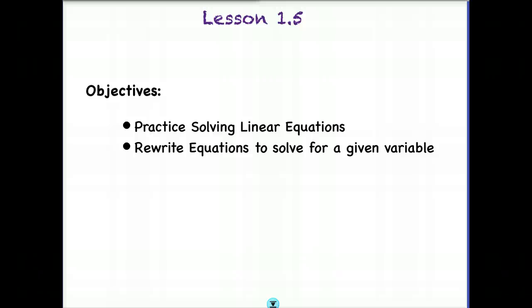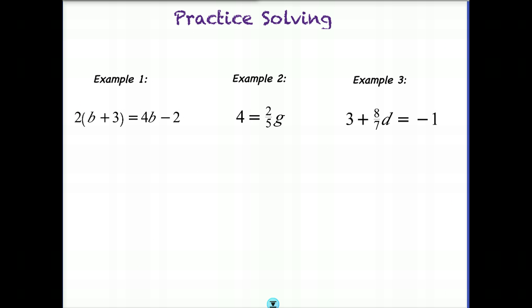This is lesson 1.5. Our objectives are to review and practice solving some linear equations, and then to learn how to rewrite equations to solve for a given variable. Let's go ahead and start with a little review. Let's try these three problems.